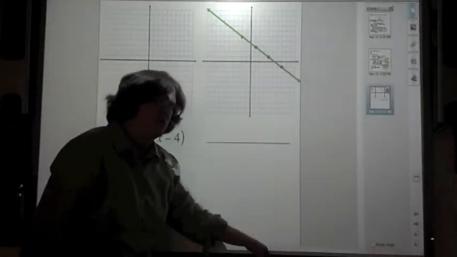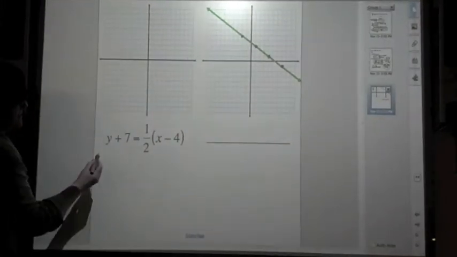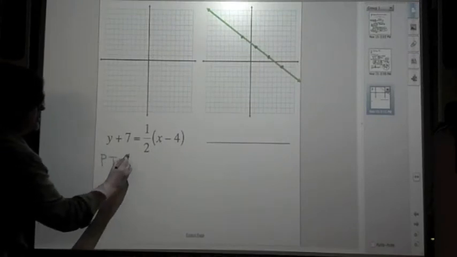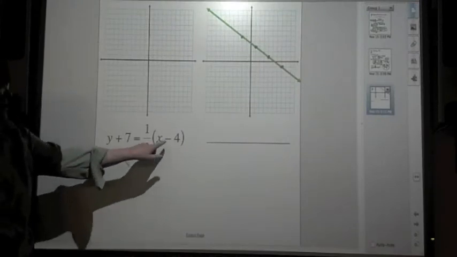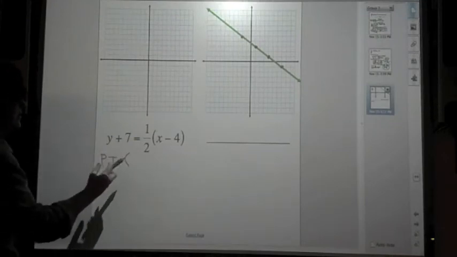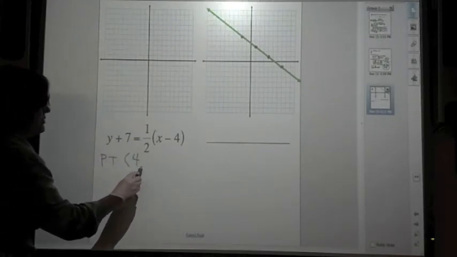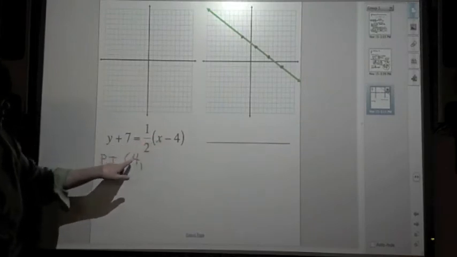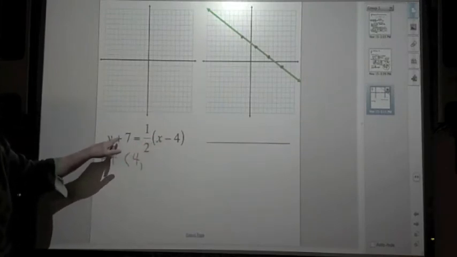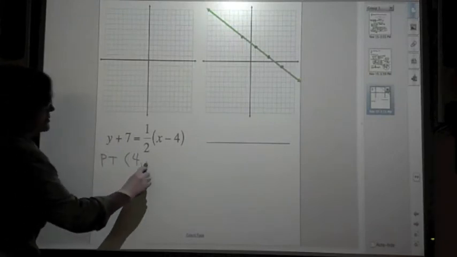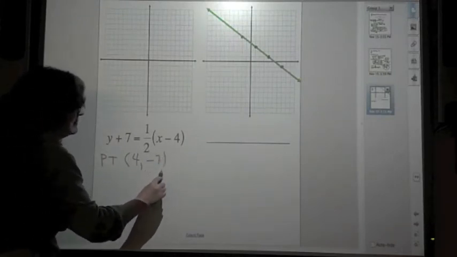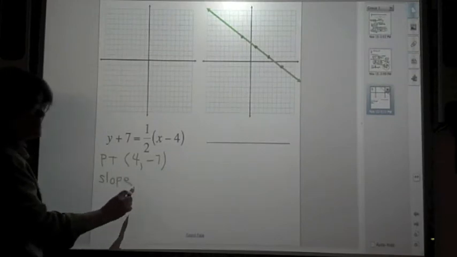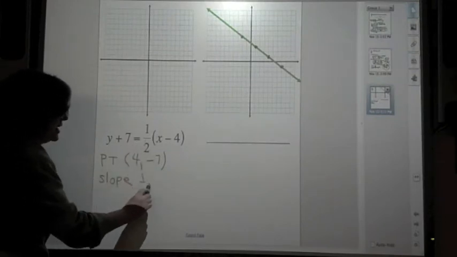So first we have to figure out what the point is. And it's a little bit tricky because you need to watch out. The x number has to go first. And remember, you change the sign. That was minus, now it's plus. And here, minus a minus, that's got to be, the point is negative 7. Then our slope, we don't do anything to that. That's just going to be the 1/2.